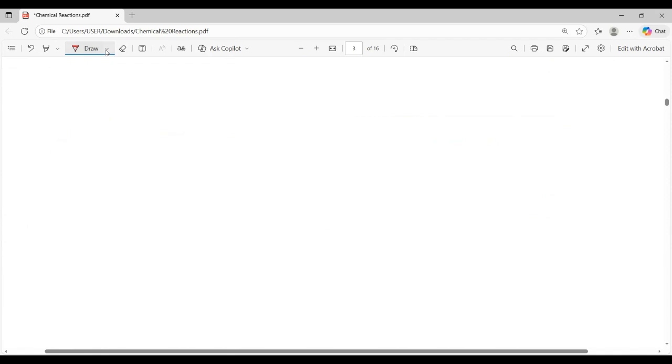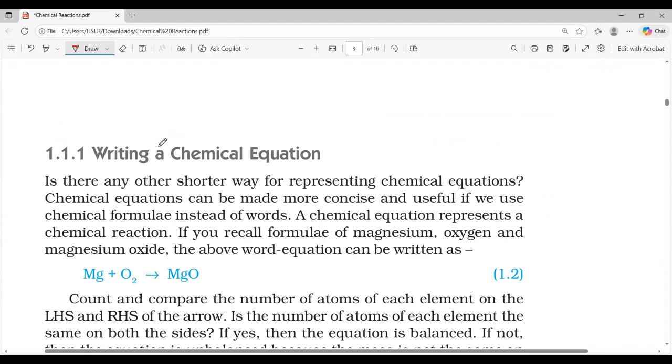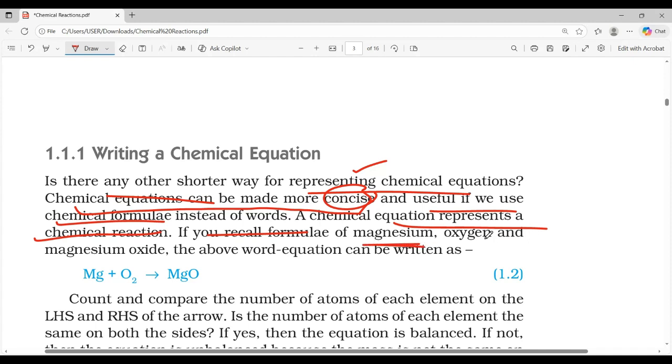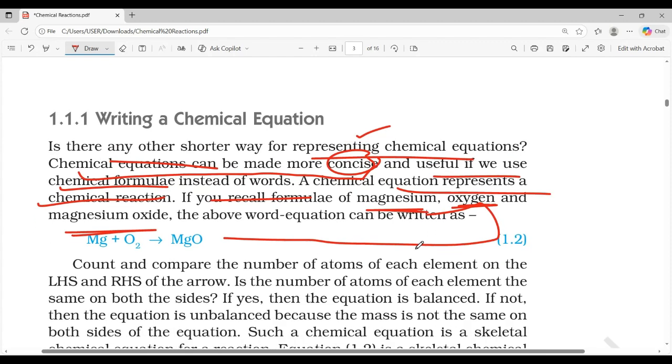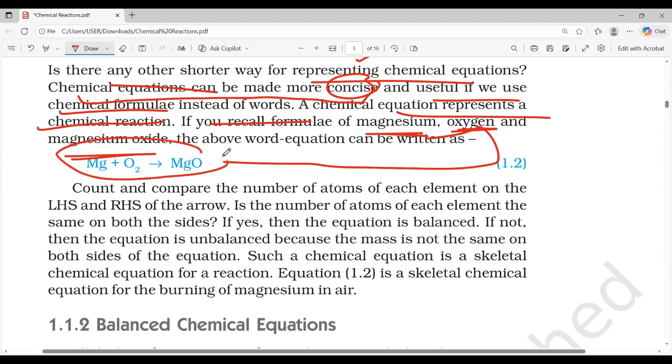Okay. A chemical equation can be written in the form of symbols and formulas. Is there any other shorter way of representing chemical equations? Chemical equations can be made more concise. That is, हम उनको अच्छे से represent कर सकते हैं, and it is useful if we use chemical formulae instead of words. A chemical equation represents a chemical reaction. If you recall the formulae of magnesium, oxygen, and magnesium oxide, the above word equation can be written like this. So this is the final chemical equation, as you can see here.